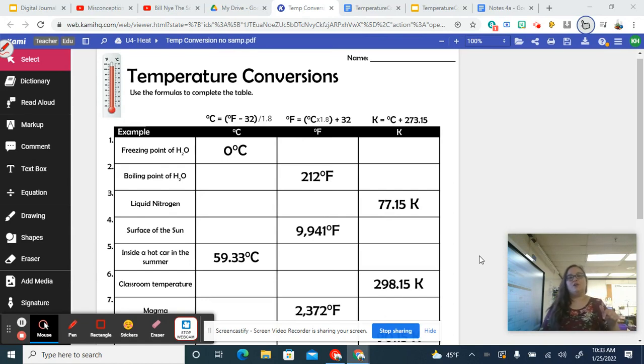This video goes along with the link that's in Schoology. That's the Cami link. This is not for a grade. This is like the notes on how to do this. So we're going to start here.